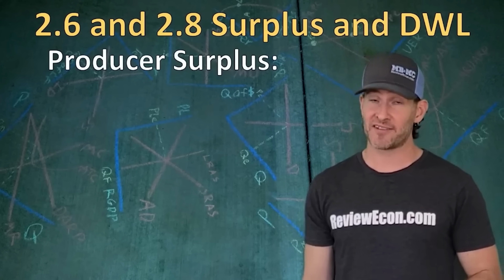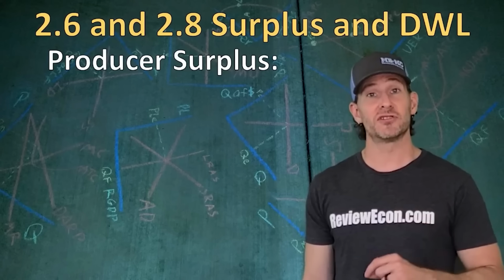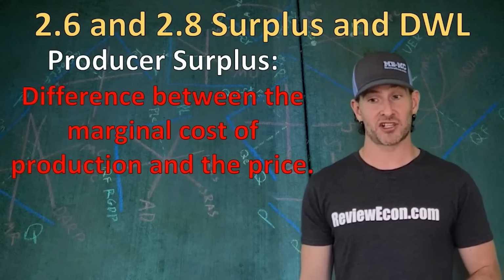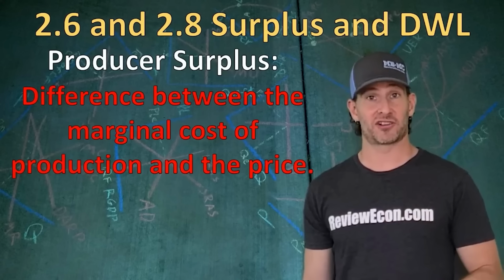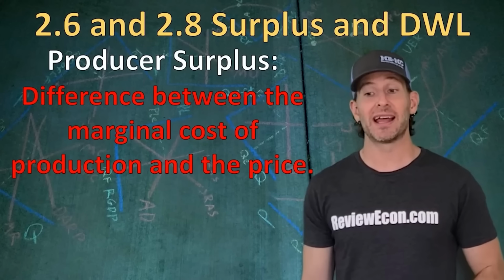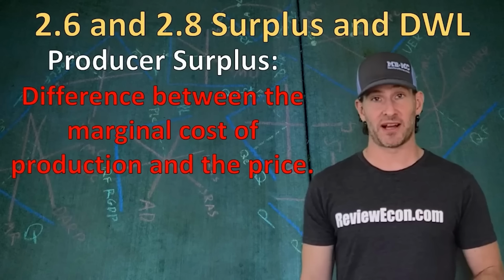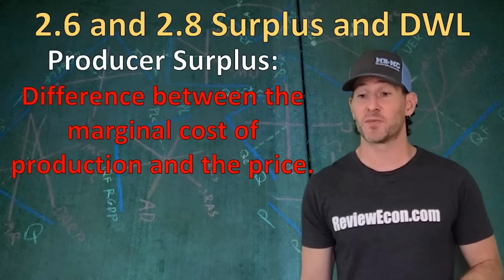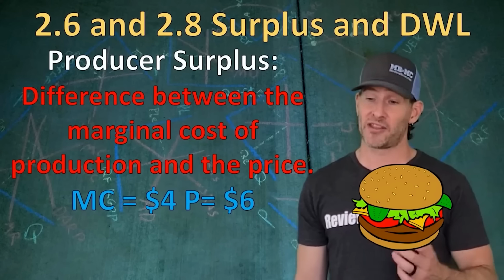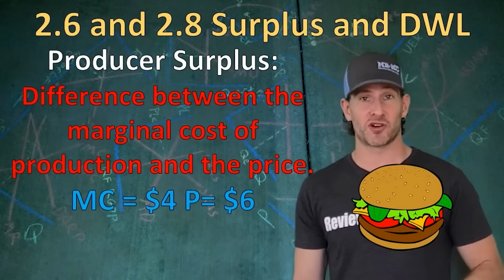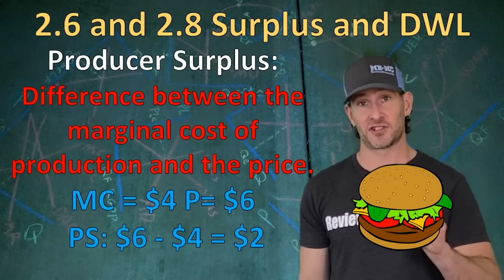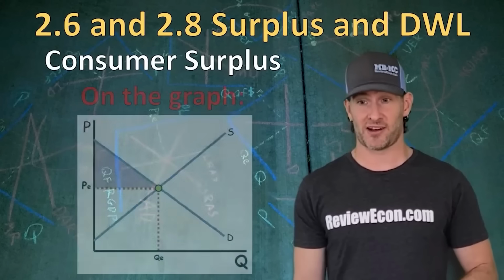On the flip side, we have producer surplus. Producers have the marginal cost of production and the price they charge. The difference between the two is producer surplus. If the marginal cost of that cheeseburger was $4 while the price was $6, the producer will have a producer surplus of $2. Here's what it looks like on the graph.